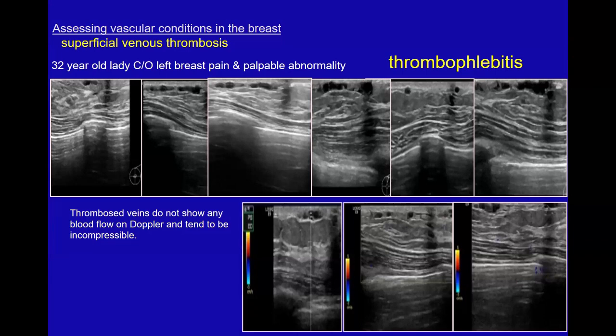Even the spectral signal demonstrated nothing. It was flat. There was no vascular signal that could be appreciated in any of color, power, or spectral signals. This is what we call Mondor disease, and we have to be cautious if we see this thrombophlebitis in the breast to search for any underlying causes or etiology like breast cancer.